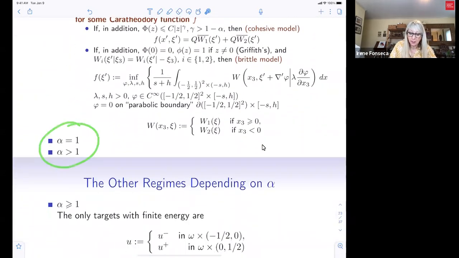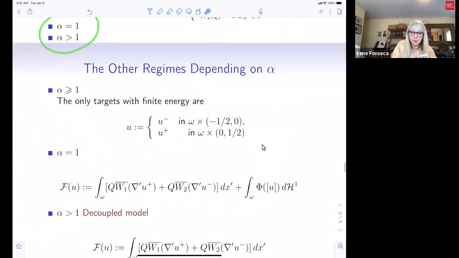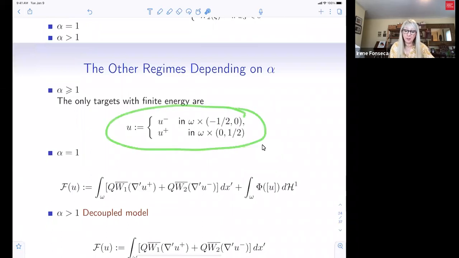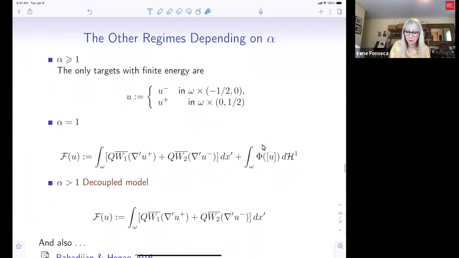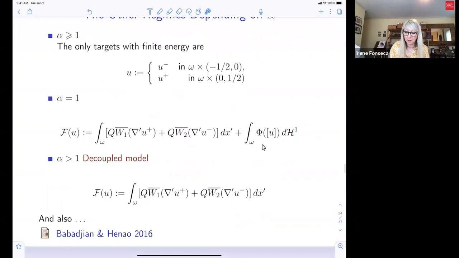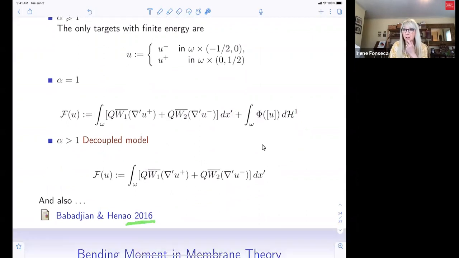There are two other regimes, and very briefly, if alpha is more than 1, so you have targets which look like so. If alpha is equal to 1, so this is what I mentioned before, this is what you get. And if alpha is bigger than 1, then you have a decoupled model. So this one is coupling what's happening, and this is completely decoupled. You just have something happening for the top and something happening for the bottom. And again, here I refer to Jean-François Babadjian, and now for a paper from 2016.